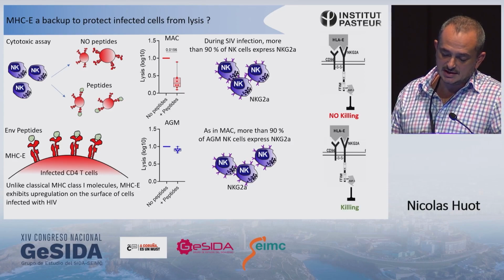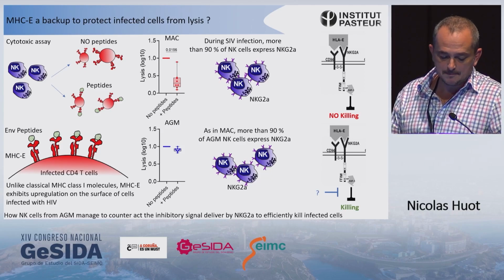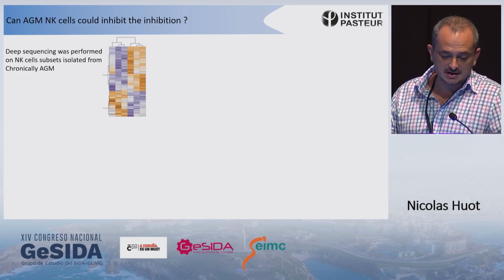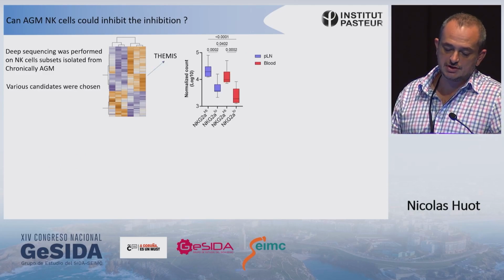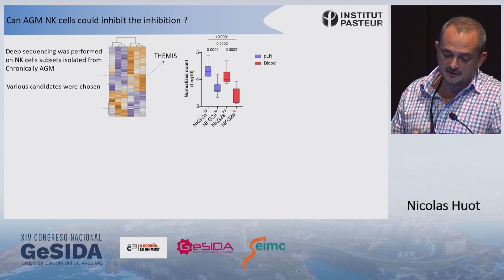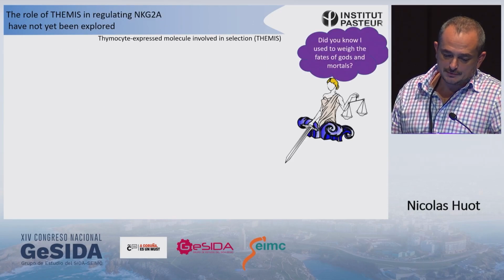So we suspect that, in fact, in AGM, NK cells have found a way to counteract the inhibitory signal. To investigate that, we performed a deep sequencing analysis, and we found one candidate, which is called TEMIS. I will not go into the detail, but TEMIS is found highly expressed in NK cells in AGM. So just a few words on this.